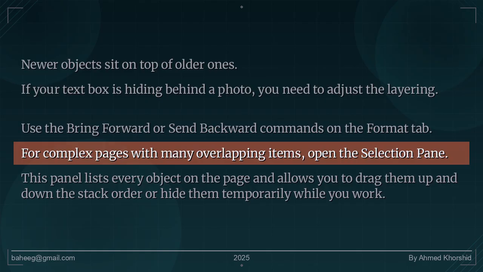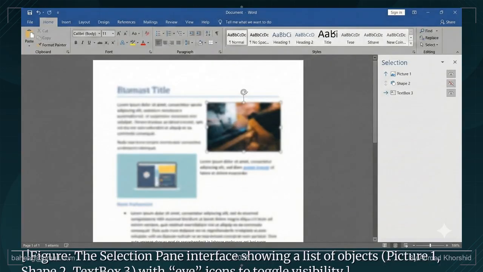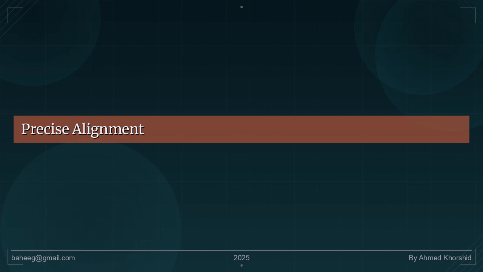For complex pages with many overlapping items, open the Selection Pane. This panel lists every object on the page and allows you to drag them up and down the stack order or hide them temporarily while you work. Figure: the Selection Pane interface showing a list of objects, Picture 1, Shape 2, Text Box 3, with eye icons to toggle visibility. Precise alignment.